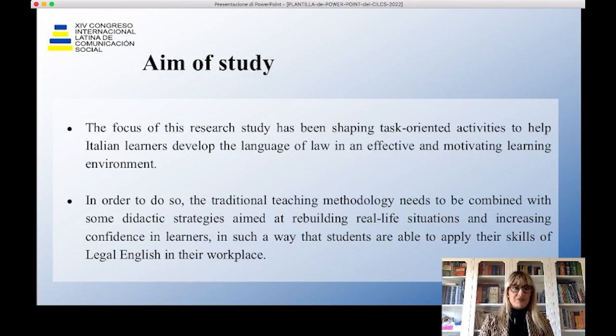With regard to the aim of the study, the focus of this research has been creating task-oriented activities to help Italian learners develop the language of law in an effective and motivating learning environment. In order to do so, the traditional teaching methodology needed to be combined with new strategies aimed at rebuilding real-life situations and increasing confidence in learners, in such a way that students were able to apply the skills of legal English in their workplace.